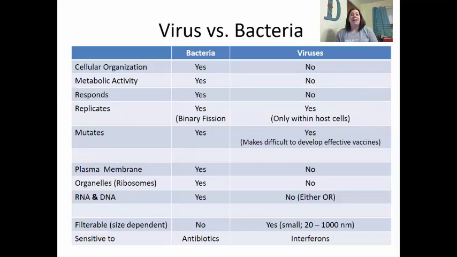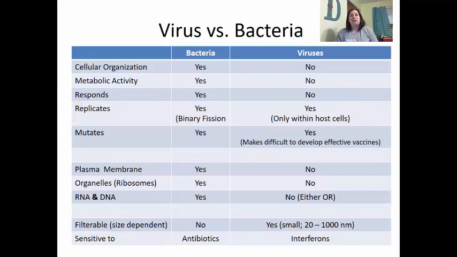Another thing is that they can replicate. Bacteria replicate through binary fission, whereas viruses replicate only within a host cell, whether that host is a bacteria, plant, animal, protist, or fungus. It has to gain access into a cell. Bacteria can also mutate. Because it mutates, it can make changes, which makes it hard for us to potentially treat with antibiotics and things like that. Viruses also have the ability to mutate. This makes it difficult to develop effective vaccines against viruses and protect against them.